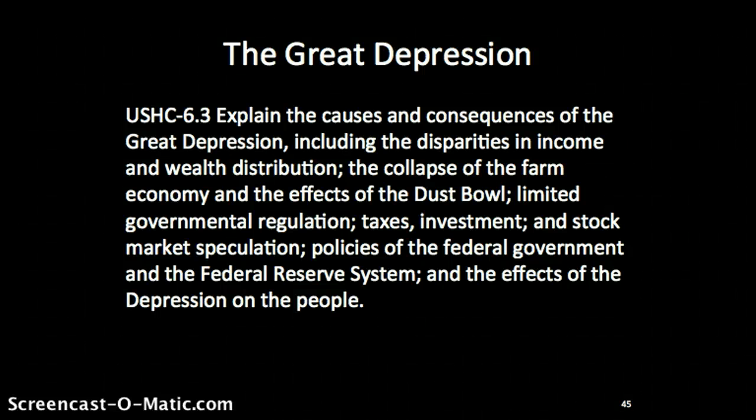This is standard 6.3. This unit we're going to start looking at the Great Depression. As we look at the Great Depression, we need to know the causes and consequences of the Great Depression. We'll talk about some of those causes, which were the disparities in income and wealth distribution, meaning the rich got richer and the poor got poorer.